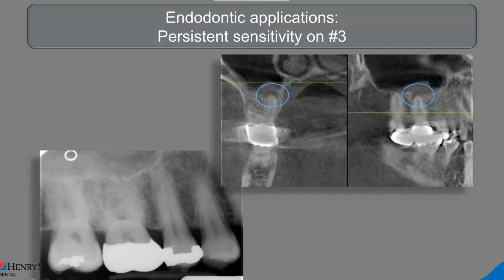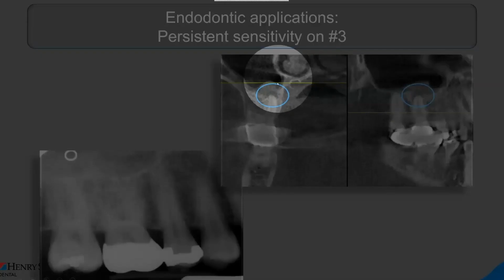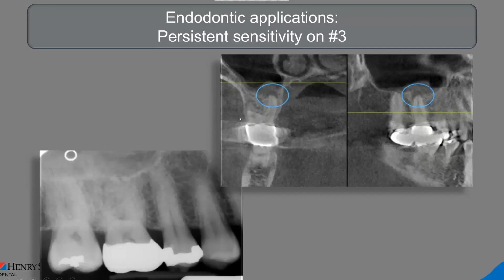Why can we see it so much better? Well, some of the original research that was done in the late 1960s by Bender and Seltzer said unless the buccal and lingual cortical borders were breached, we really can't see that lesion in 2D. But here we can clearly see that lesion because we're able to look between the cortical borders.